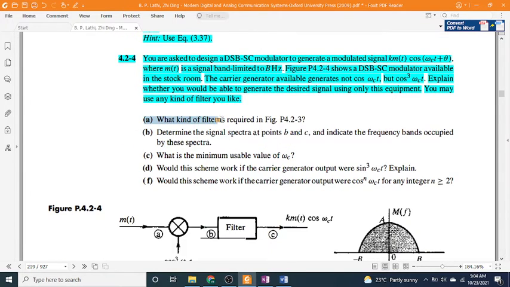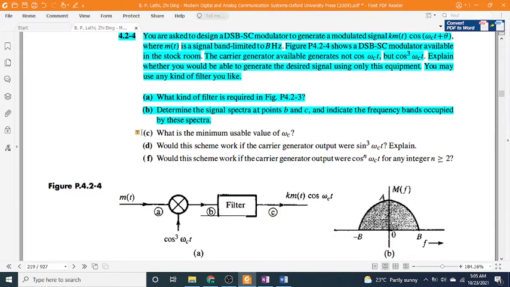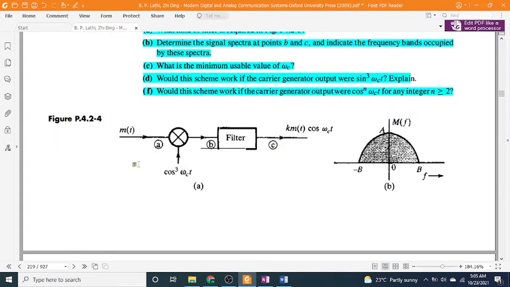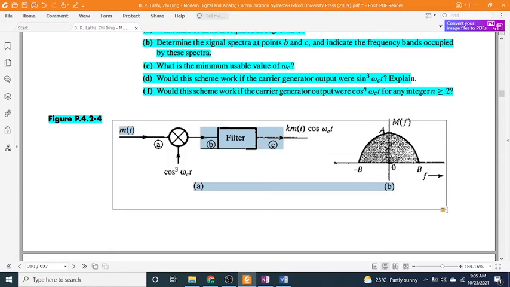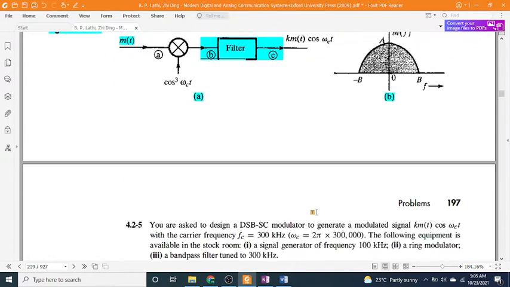A. What kind of filter is required in Fig. P4.2-4? B. Determine the signal spectra at points B and C, and indicate the frequency bands occupied by these spectra. C. What is the minimum usable value of W? D. Would this scheme work if the carrier generator output were sin³ωct? Explain. E. Would this scheme work if the carrier generator output were cos^n ωct for any integer n ≥ 2? Figure P4.2-4.